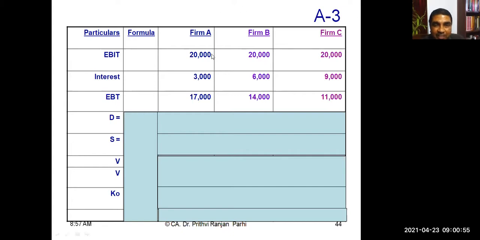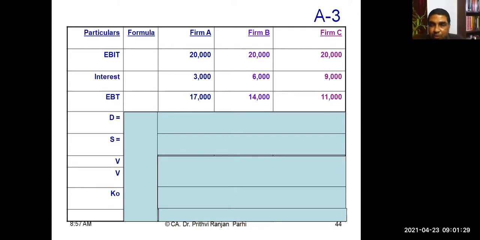Earning before interest and tax is this one. Interest is this one. What is earning before tax? How much? 17,000, 14,000, 11,000. Okay. EBIT minus interest, you'll get EBT. 20,000 minus 3,000, 17,000. 20,000 minus 6,000, 14,000. 20,000 minus 9,000, 11,000. Okay.